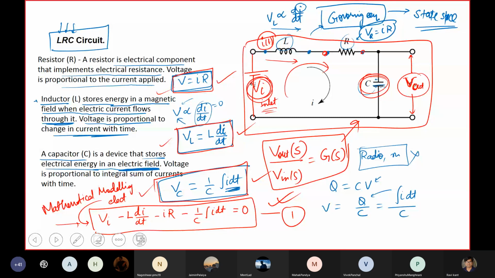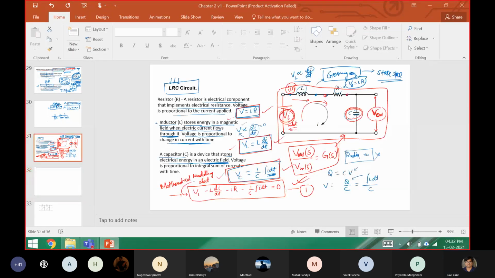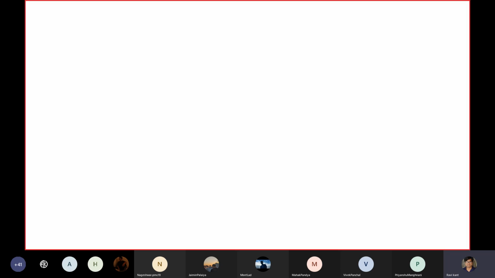New slide. So I have V in minus L di by dt minus I times R, and also minus 1 upon C integral of I dt, and this is 0. This was your governing equation.